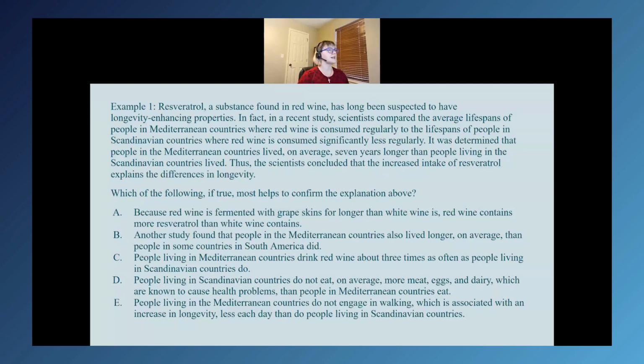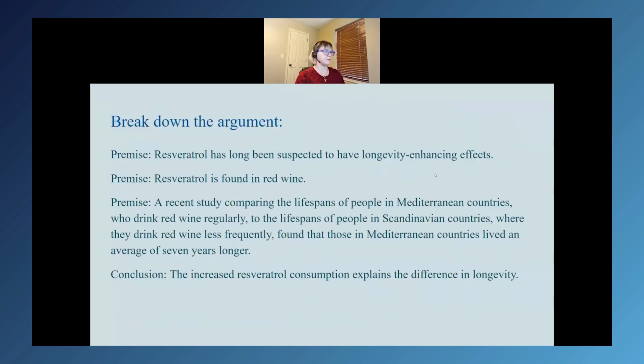We are trying to strengthen. Let's look at our breakdown. So, resveratrol has long been suspected to have longevity enhancing effects, and it is found in red wine. Here is a study where we compare the lifespans of people in Mediterranean countries, they're big red wine drinkers, to the lifespans of people in Scandinavian countries where they are not such red wine drinkers, and found that those in Mediterranean countries lived an average of 7 years longer. Conclusion: the cause is the increase in resveratrol consumption, and the effect is that they live longer.